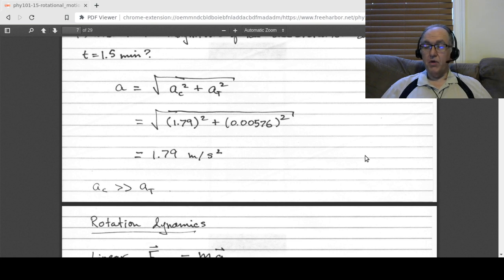So there you go. Basically, the fact that a_c is so much bigger than a_t means that the total acceleration is dominated by the centripetal, with almost no contribution from the tangential. All right. At this point, we're done with the kinematics. I've taught you everything that you need to know about rotational kinematics.